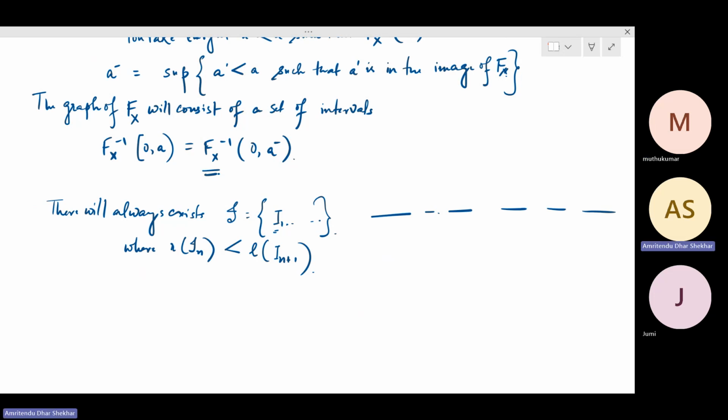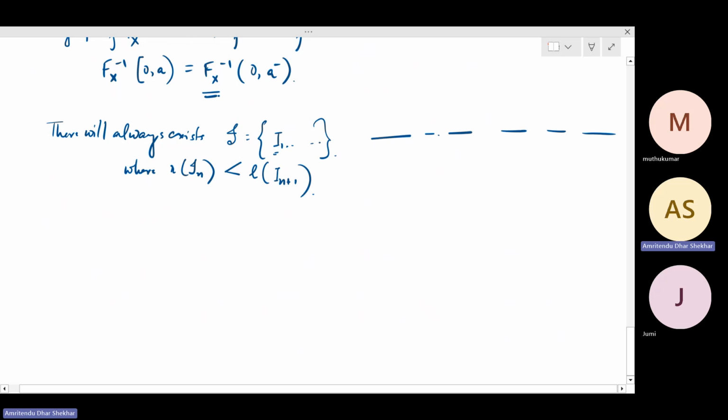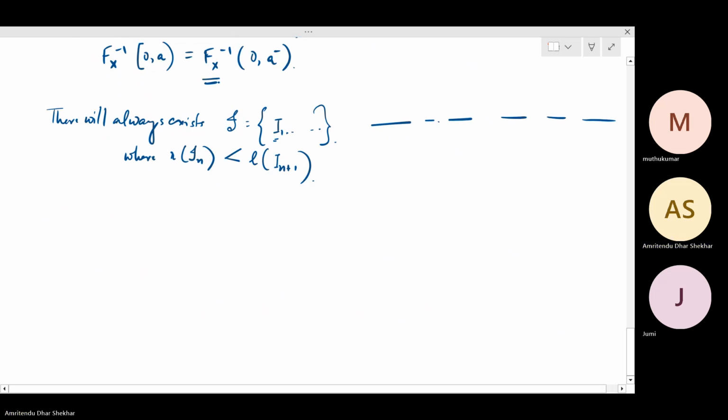So let's say the simplest case, that you're dealing with a discrete random variable. Then let's take an example. X is a discrete random variable.